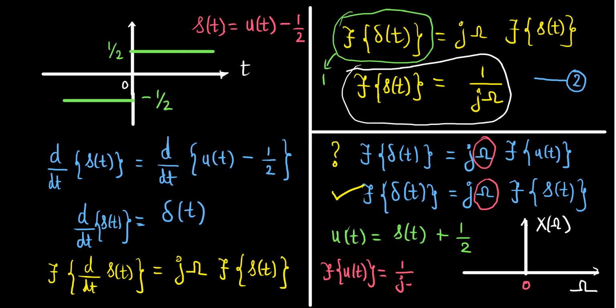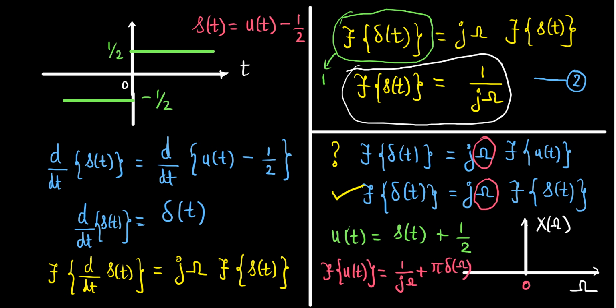And we know the Fourier transform of a constant, that is half. It is simply the constant multiplied by 2 pi times delta omega. So the 2 factor will get cancelled, and we'll have the factor of pi times delta of omega.